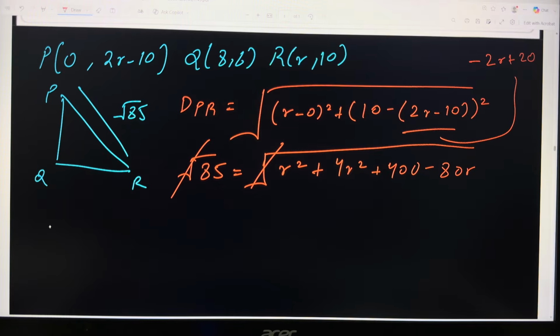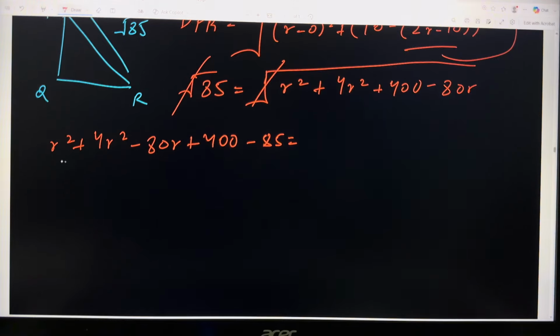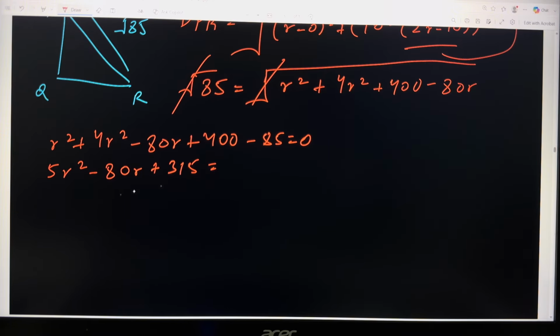This becomes r squared plus 4r squared minus 80r plus 400 minus 85, bringing 85 to this side, is equal to 0. Now simplify this, we get 5r squared minus 80r plus 400 minus 85, so 315, equal to 0. Divide all of this by 5, this becomes r squared minus 16r plus 63 is equal to 0.